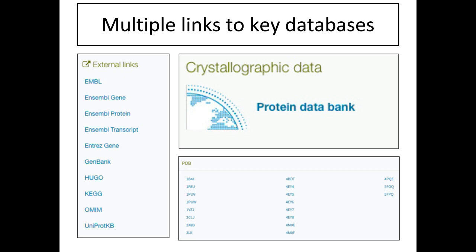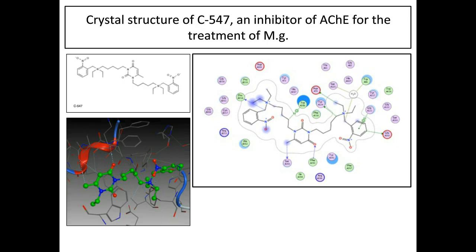So in this case, I am sharing with you the crystal structure of C-547, a known inhibitor of acetylcholinesterase for the treatment of myasthenia gravis. This is one of the most potent and selective reversible inhibitors of AChE with a long residence time, approximately 20 minutes, and this is very suitable for the treatment of MG. This makes C-547 a promising drug for the treatment of myasthenia gravis. And all this information is readily available from TD.